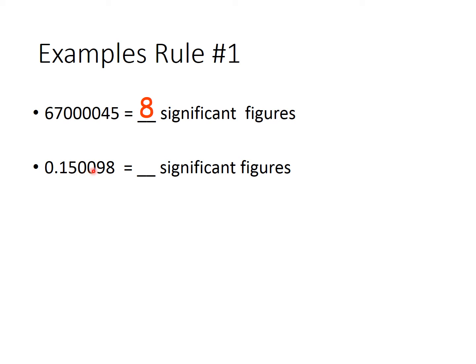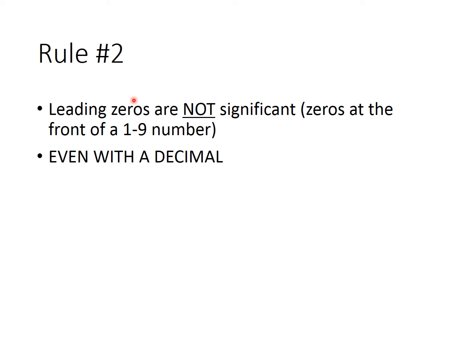0.150098. These 2 zeros are sandwich zeros, so we're going to count them, which means that we have 6 significant figures. Now, I didn't talk about this 0 in the front. I'll talk about that in just a minute when we look at rule number 2, pardon me. Okay, leading zeros. Leading zeros are never significant. That's probably what you have written down. This includes zeros even when there's a decimal point present. So if they are in the front and there's nothing in front of them other than another 0, they are not significant. It doesn't mean they don't need to be there, but it does mean that they are not significant.